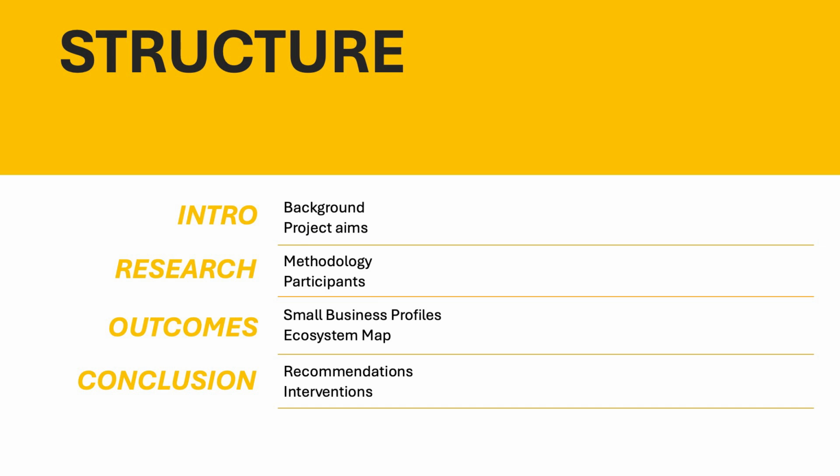This video has 4 parts. In part 1, I will introduce the project background and set the context. In part 2, I'll discuss the research methodology and analysis approach. In part 3, I'll present the research outcomes, including user and stakeholder profiles and the ecosystem map. In part 4, I will conclude by discussing the recommendations and interventions that came from the project.